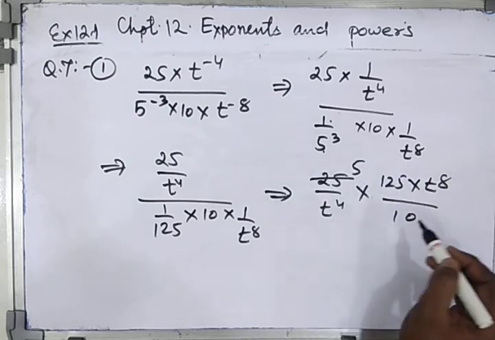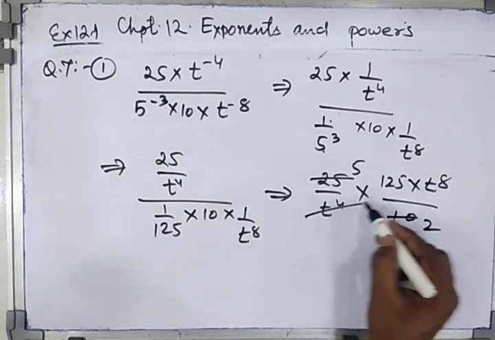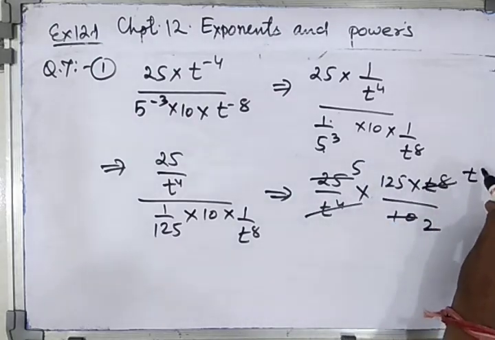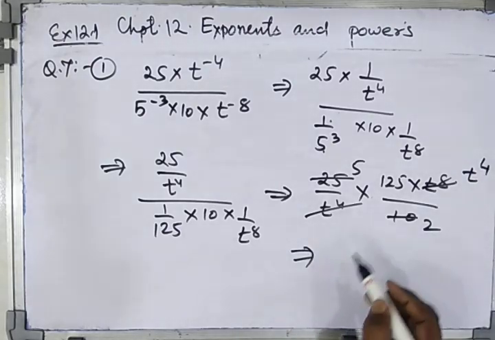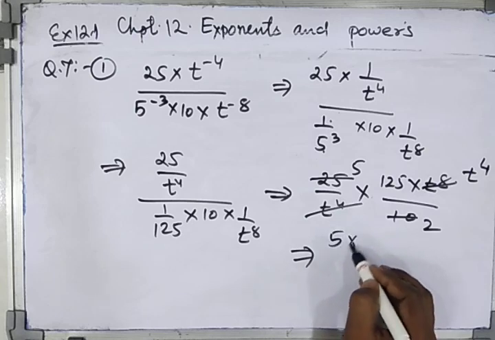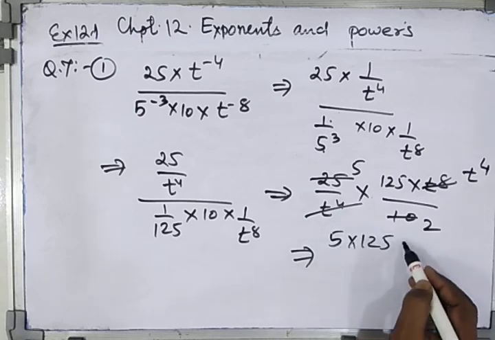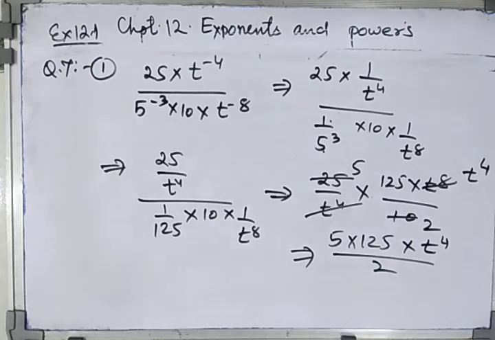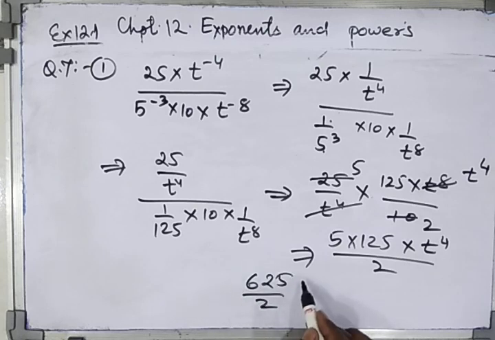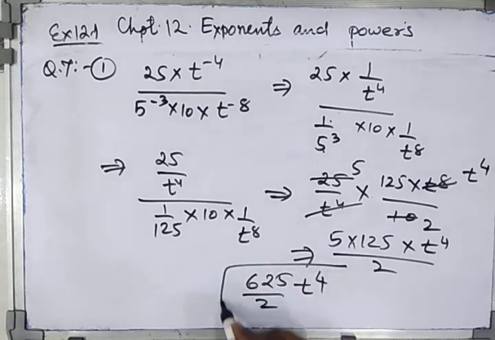5 fives are 25, 5 twos are 10, t raised to 4 and t raised to 8 give t raised to 4. So this will be equal to 5 into 125 into t raised to 4 by 2. It means this will be equal to 625 by 2 t raised to 4. This is the answer, student.